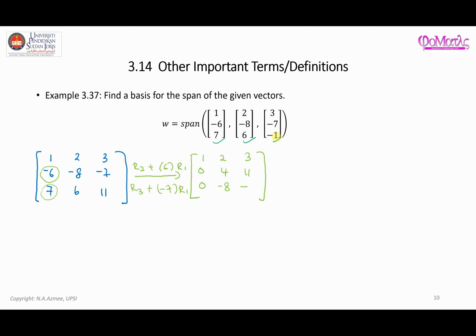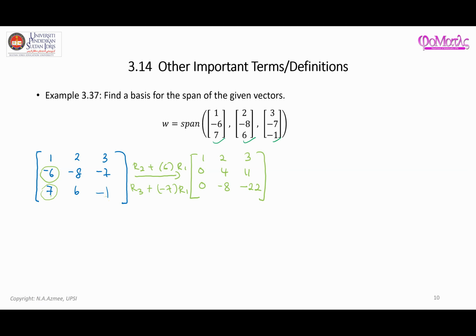So how did I get a different value? Well, I'm not sure. Okay, let me just erase this. So here is actually -1. Have I got all the numbers correct? 1, -6, 7, 2, -8, 6, 3, -7, -1. Okay. So based on that, -1 minus -21 is -22.